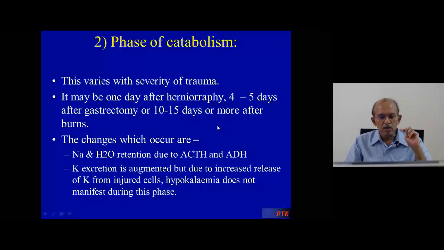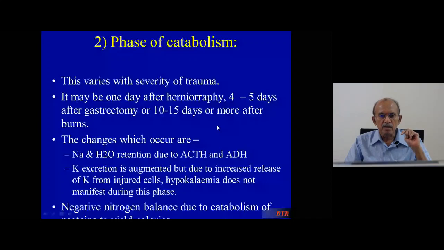There will be negative nitrogen balance due to catabolism of proteins. Because of the corticosteroid hormones and adrenaline hormones, there will be gluconeogenesis where there will be negative nitrogen metabolism, where the proteins are broken down. Proteins means the muscle proteins are broken down to yield energy.